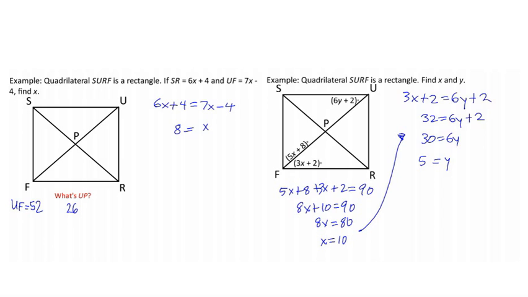This is important because I can plug it into the equation that I first noted. So this is actually equal to 32. I subtract 2 from both sides and divide by 6 and find the value of y.